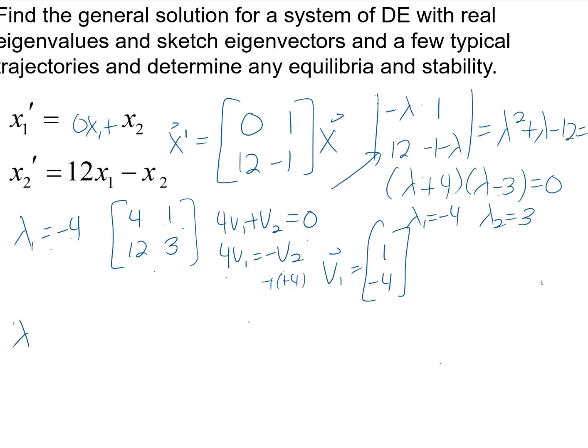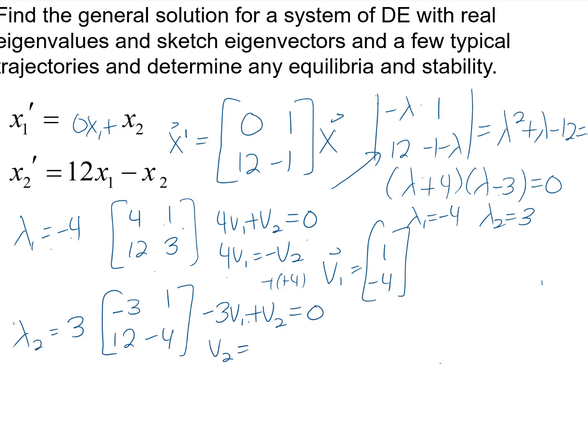All right, our second eigenvalue is 3, so let's do our A minus lambda I. That's going to make that a -3, and a 1, and a 12, and a -1 minus 3 is -4. You can see the dependency: -4 times the first row gives us the second row. Let's put our variables back in. -3 v1 plus v2 equals 0. So v2 equals 3 v1. So let's let v2 be 3, and that means v1 is going to be 1.